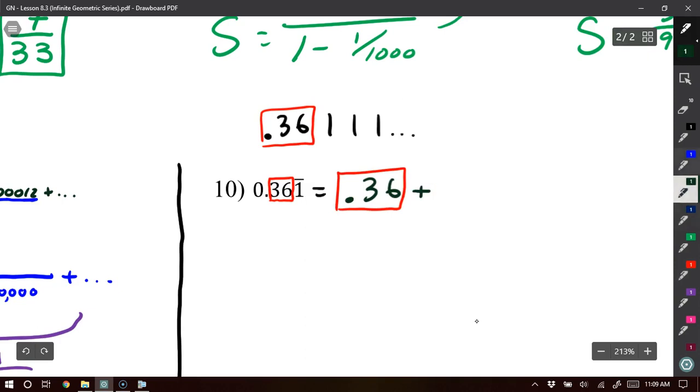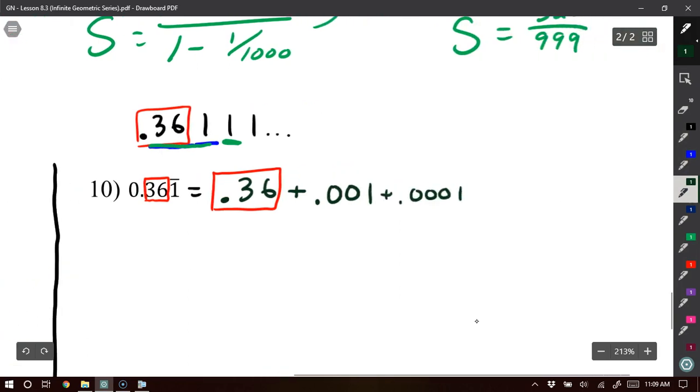I have to take care of this 1. So I'm going to have a 1, but if I look, there are two numbers to the left of it, so I'm going to have a 0.001. I then have to take care of this one right here. There are three numbers to the left of it, so I'm going to have a 0.0001, 3 zeros to the left of it.